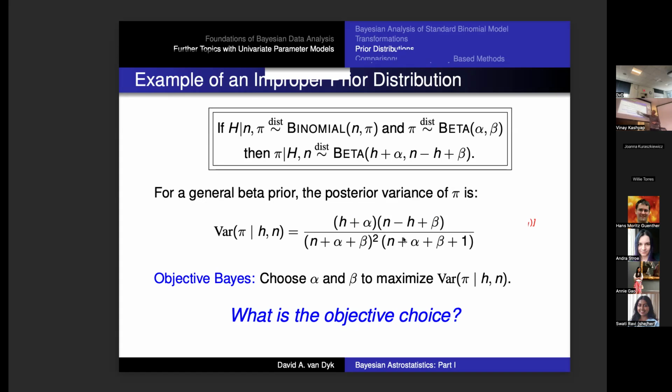Well, because there's alphas to powers in the denominator, the way that I do that is make alpha and beta as small as possible. And in fact, in the limit, taking them to be 0 is an objective choice. So this is, again, just in the simple example, how you would derive a reference prior.